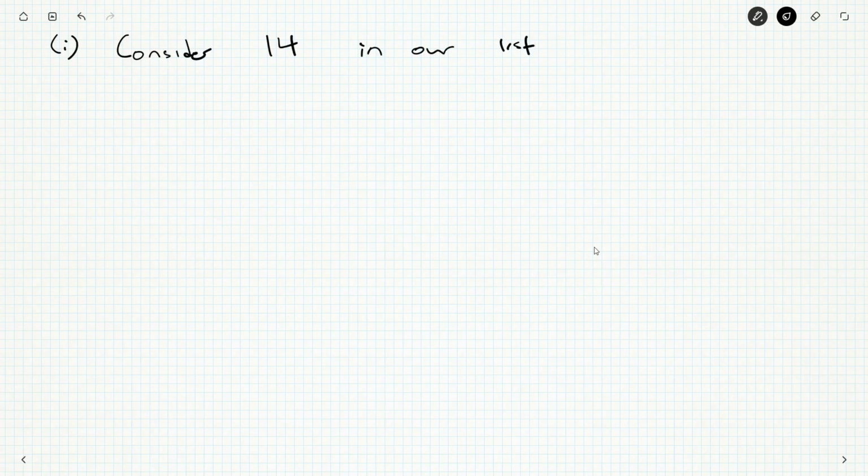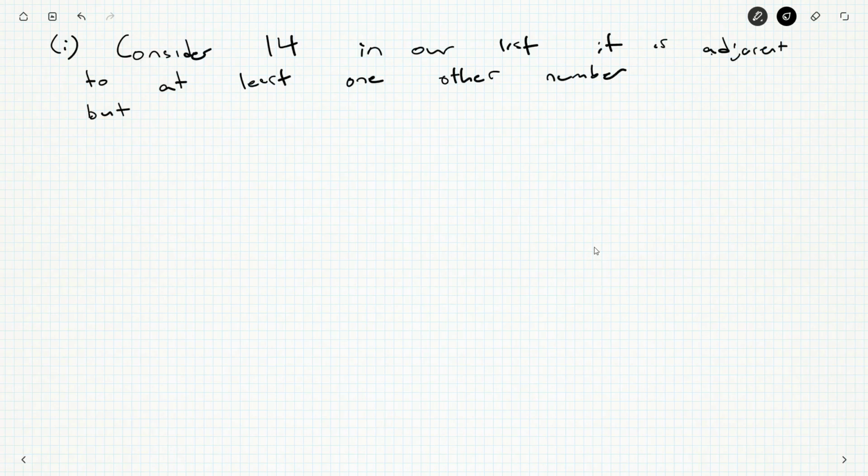So we'll go back to the I part. So it's going to be almost the exact same thing as with the 10. Consider 14 in our list. It is adjacent to at least one other number. But, and I'm going to give a partial list here.